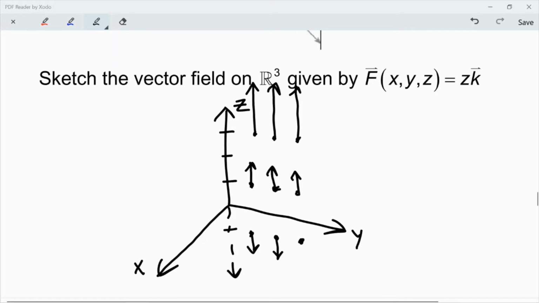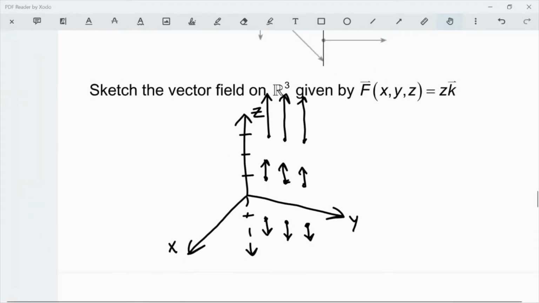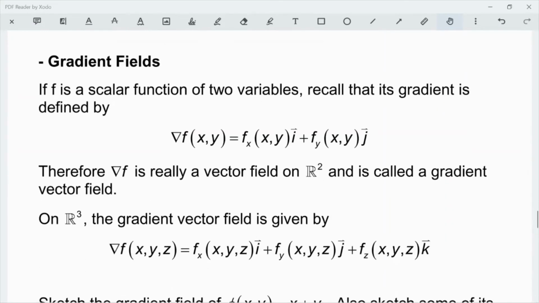And so when I ask you to draw these vector fields, they're typically going to be pretty simple like this, because it just starts to become a pretty big mess in 3D when you try to draw these out if you have vectors going all over the place. Okay, so we also have what are called gradient fields.